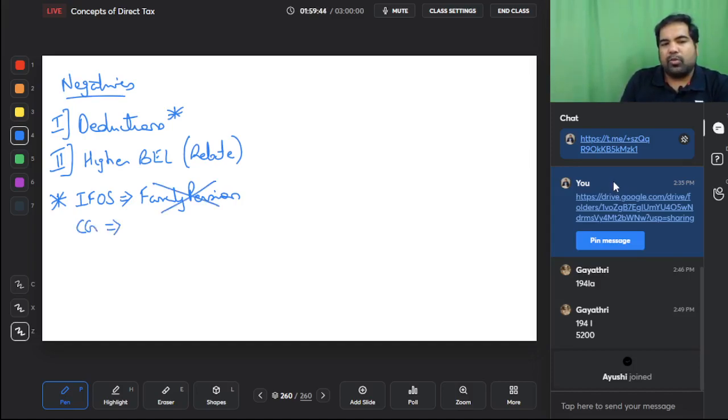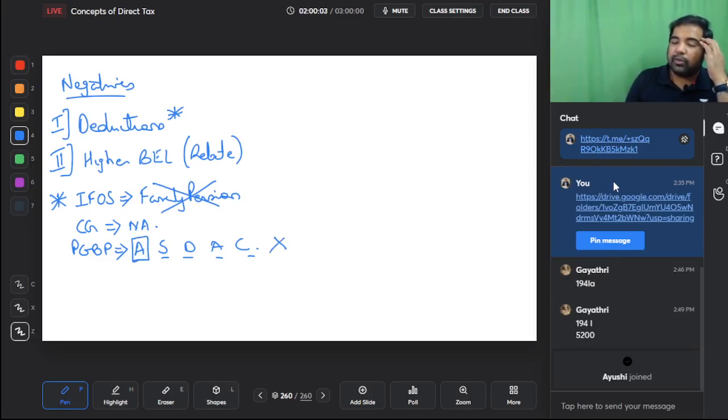Under capital gain, no change, so it's the same thing. In PGBP, a lot has been changed. Additional, scientist, developed, awesome, Covaxin is the shortcut. These you will not get. Let's see what these are. Additional depreciation you will not get. If you remember guys, 20% additional you get when you buy new plant and machinery, etc., when you're in manufacturing or generation of power, that you will not get.